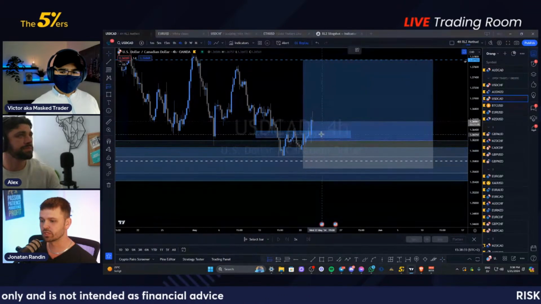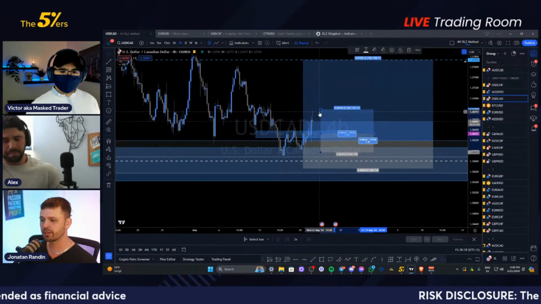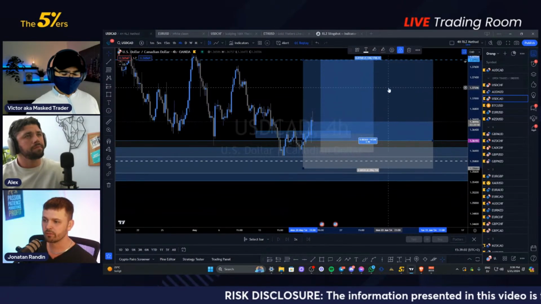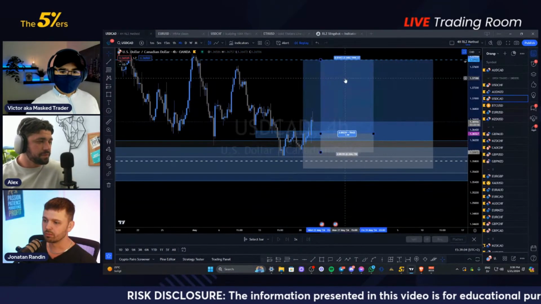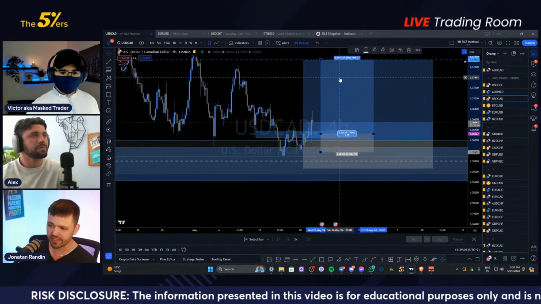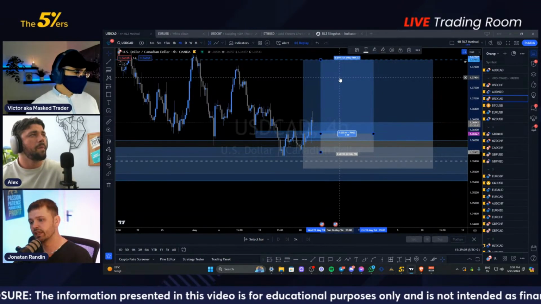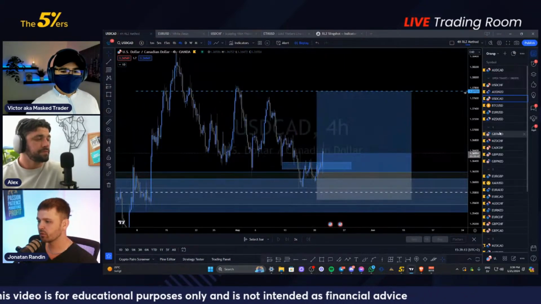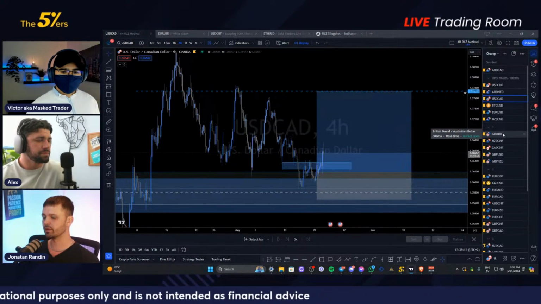It would be a similar trade to the one I'm in, but I think the risk to reward is actually going to be much better. So my trade is a 3R. This idea here would be an almost 4R. I think that's actually a valid trade. So that's on USD CAD.